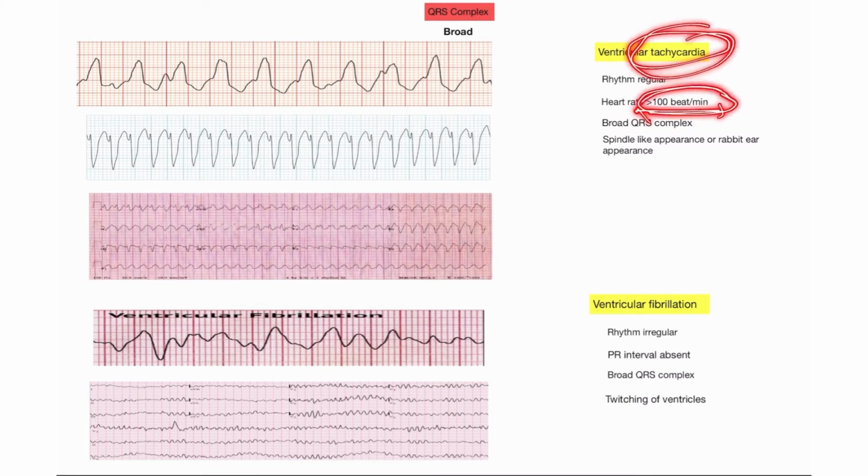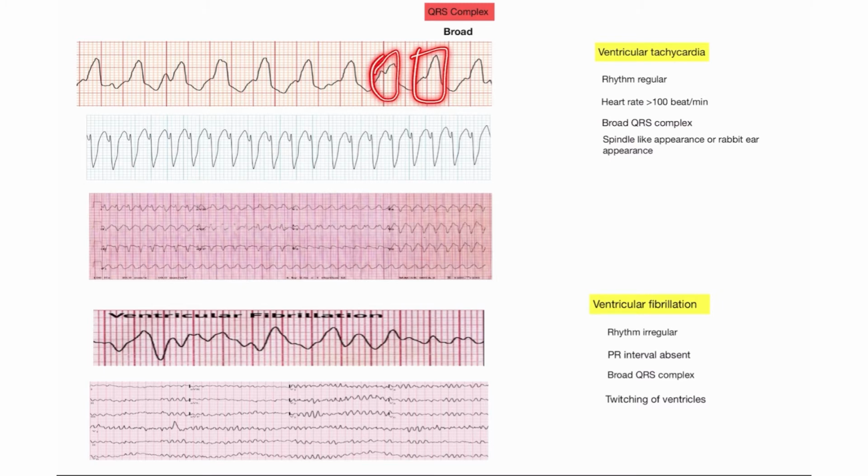So the heart rate is always greater than 100 beats per minute. And a broad QRS complex, here this is the QRS complex. So broad QRS complexes appear in ventricular tachycardia, and I already said spindle-like appearance. Here a spindle-like or rabbit ear-like appearance occurs in the ventricular tachycardia condition.